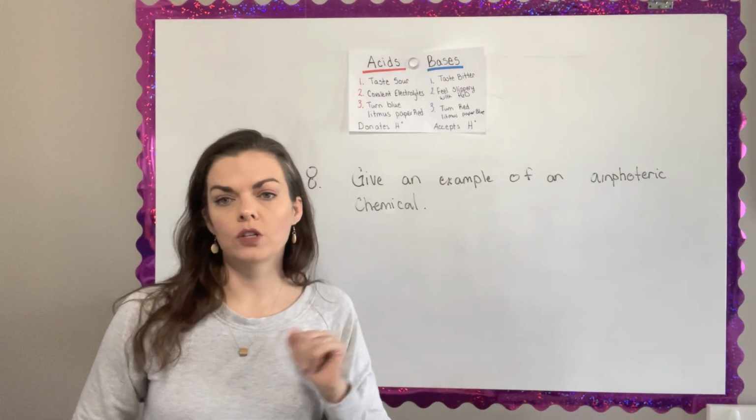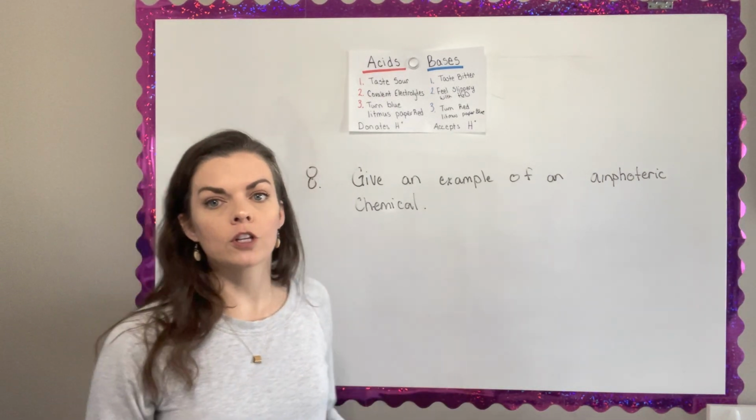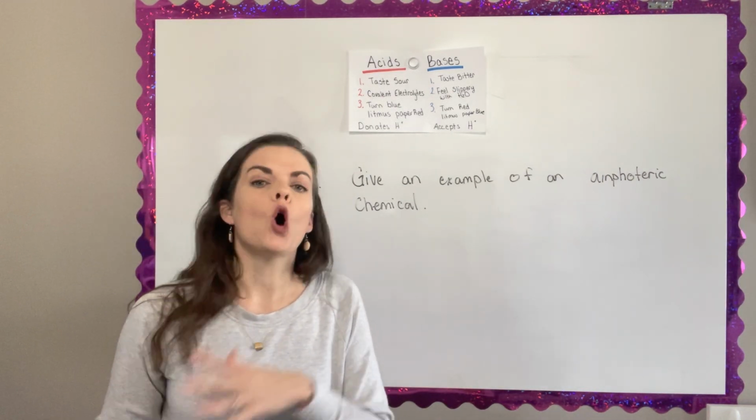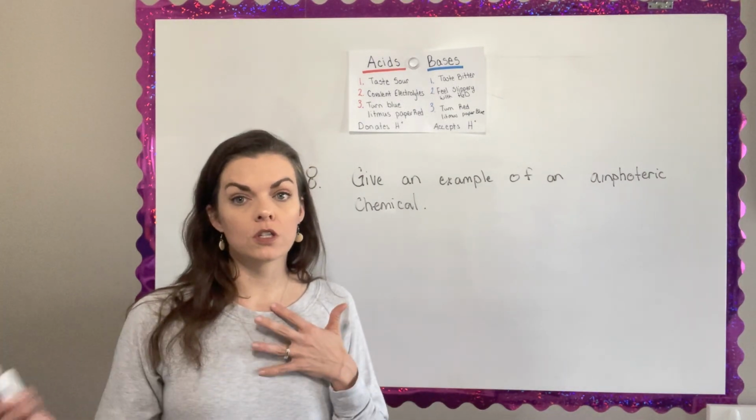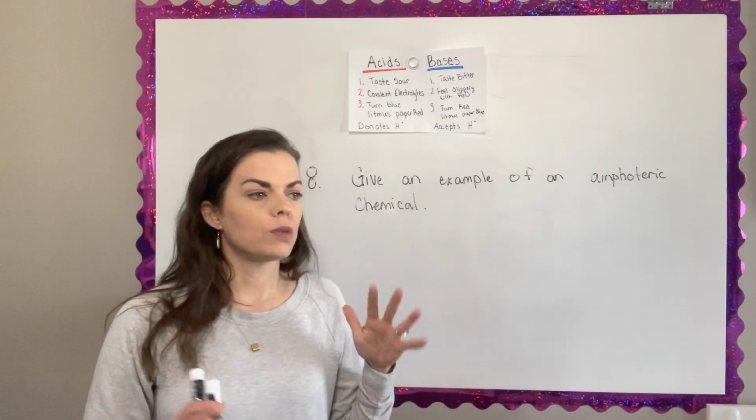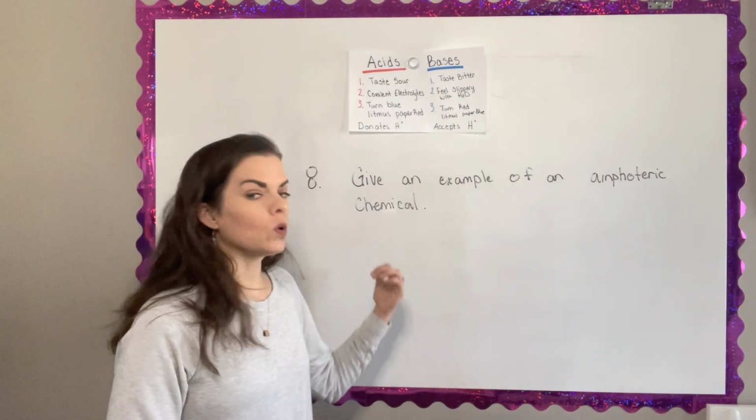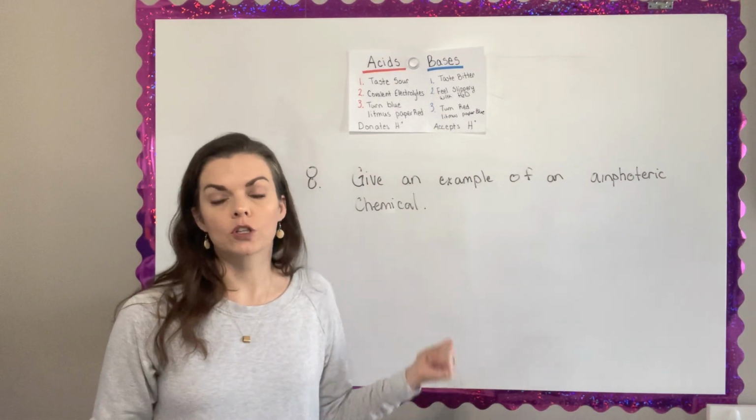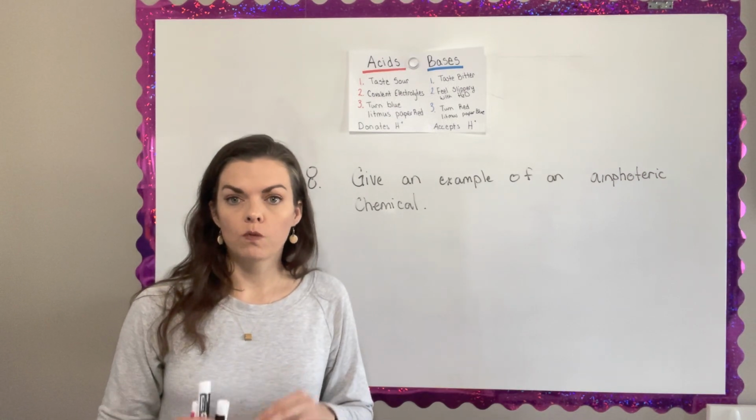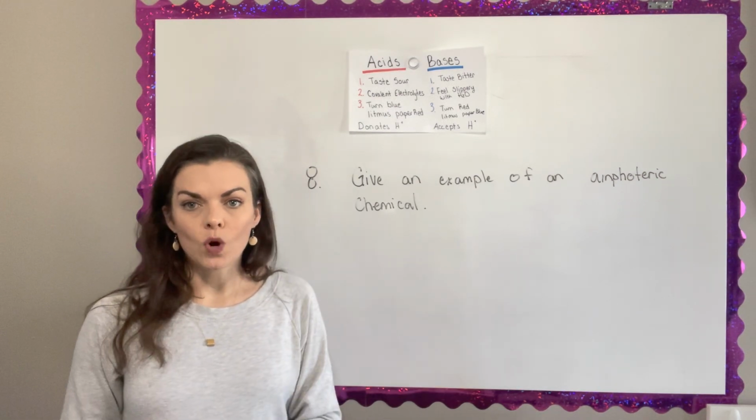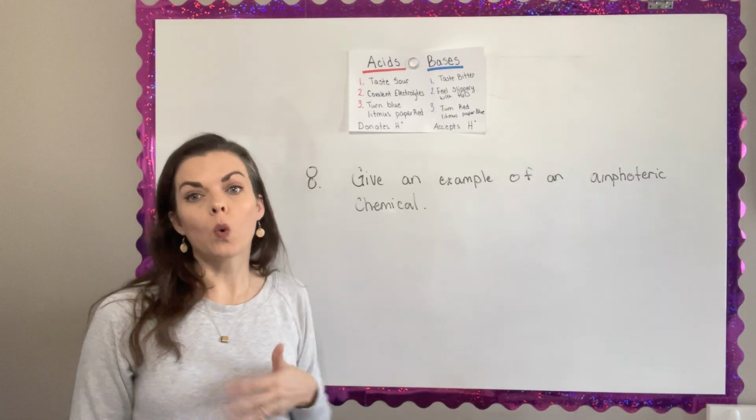Question number 8 wants you to give an example of an amphoteric chemical. An amphoteric chemical is a chemical that can act as an acid or a base. There are many of these that you will learn if you continue your education in chemistry, but the main one that we talk about in this chapter is water. As I've erased the board, if you'll go back and look at number 7, problem A and B, those are both examples of water, one acting as a base and one as an acid. So the main amphoteric chemical that you need to know is water.